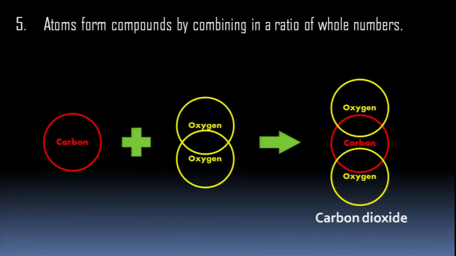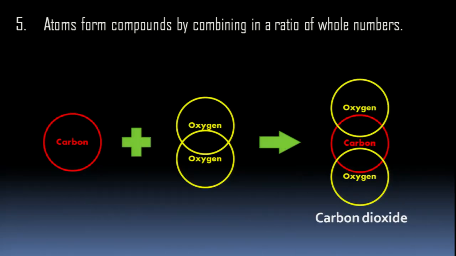Now, atoms form compounds by combining in a ratio of whole numbers. We have known, children, H2O is water. Two atoms of hydrogen combine with one atom of oxygen to give H2O. Similarly, you can see on the screen, one atom of carbon combines with two atoms of oxygen to give carbon dioxide. And carbon dioxide in any form from anywhere will have this combination only. And they combine in whole numbers, H2O2 hydrogen peroxide.